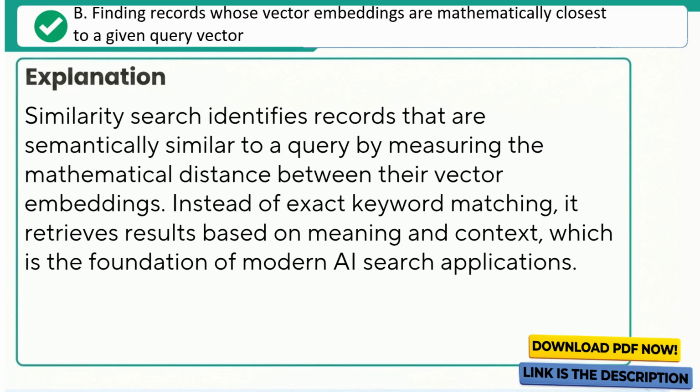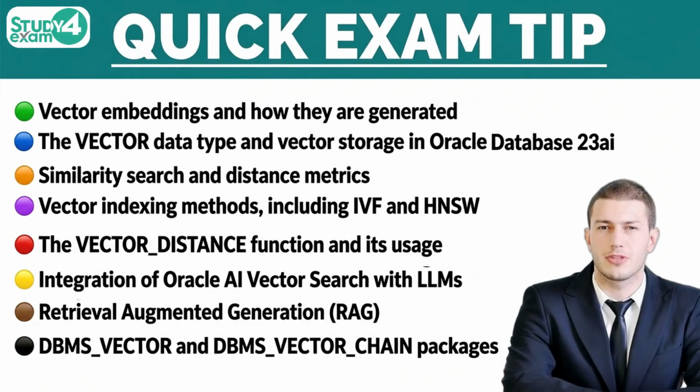Explanation. Similarity search identifies records that are semantically similar to a query by measuring the mathematical distance between their vector embeddings. Instead of exact keyword matching, it retrieves results based on meaning and context, which is the foundation of modern AI search applications. Quick exam tip.